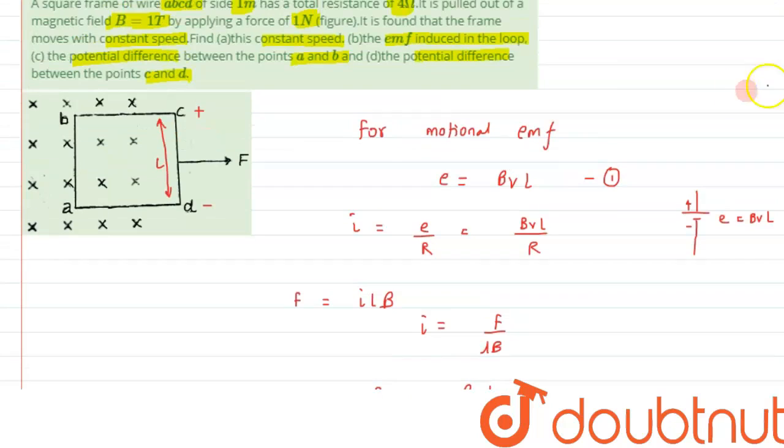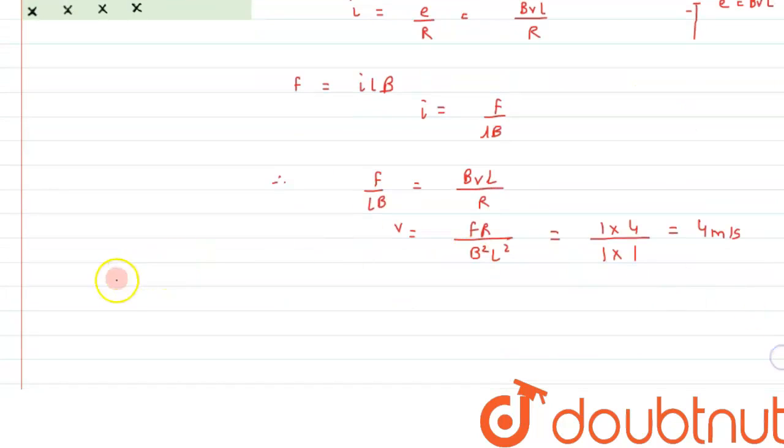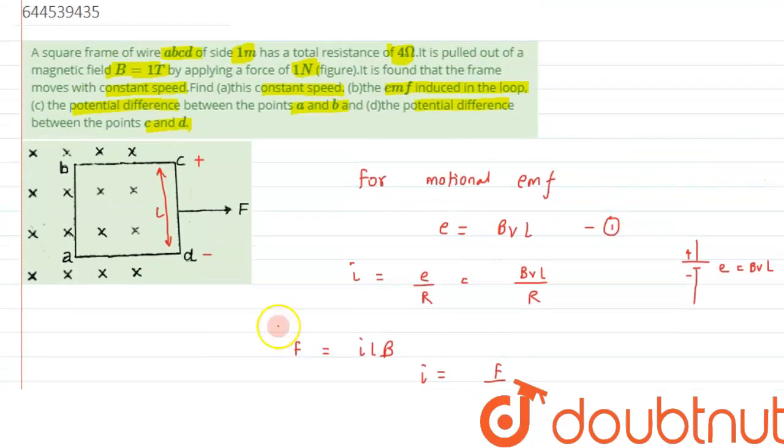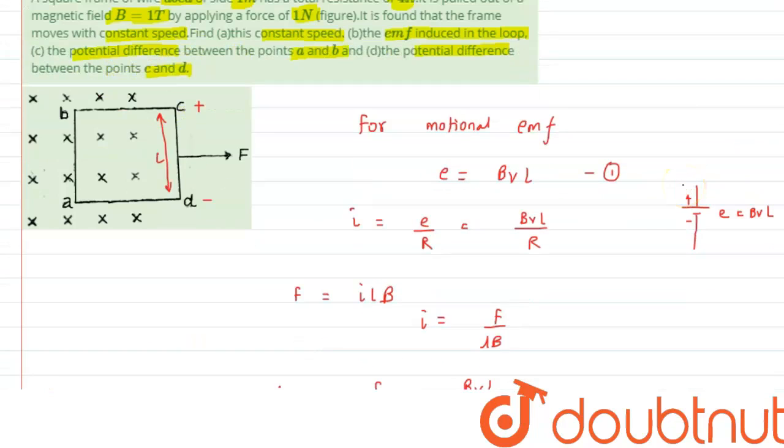Now in the second part of the question, we have been asked to calculate the EMF induced, so we can use equation 1 for it. From 1 we can say E is nothing but BVL, and we have just calculated the value of V. B is given as 1, V we have calculated as 4, L is given as 1, so this comes out to be 4 volt. So this is the value of EMF induced we are getting.